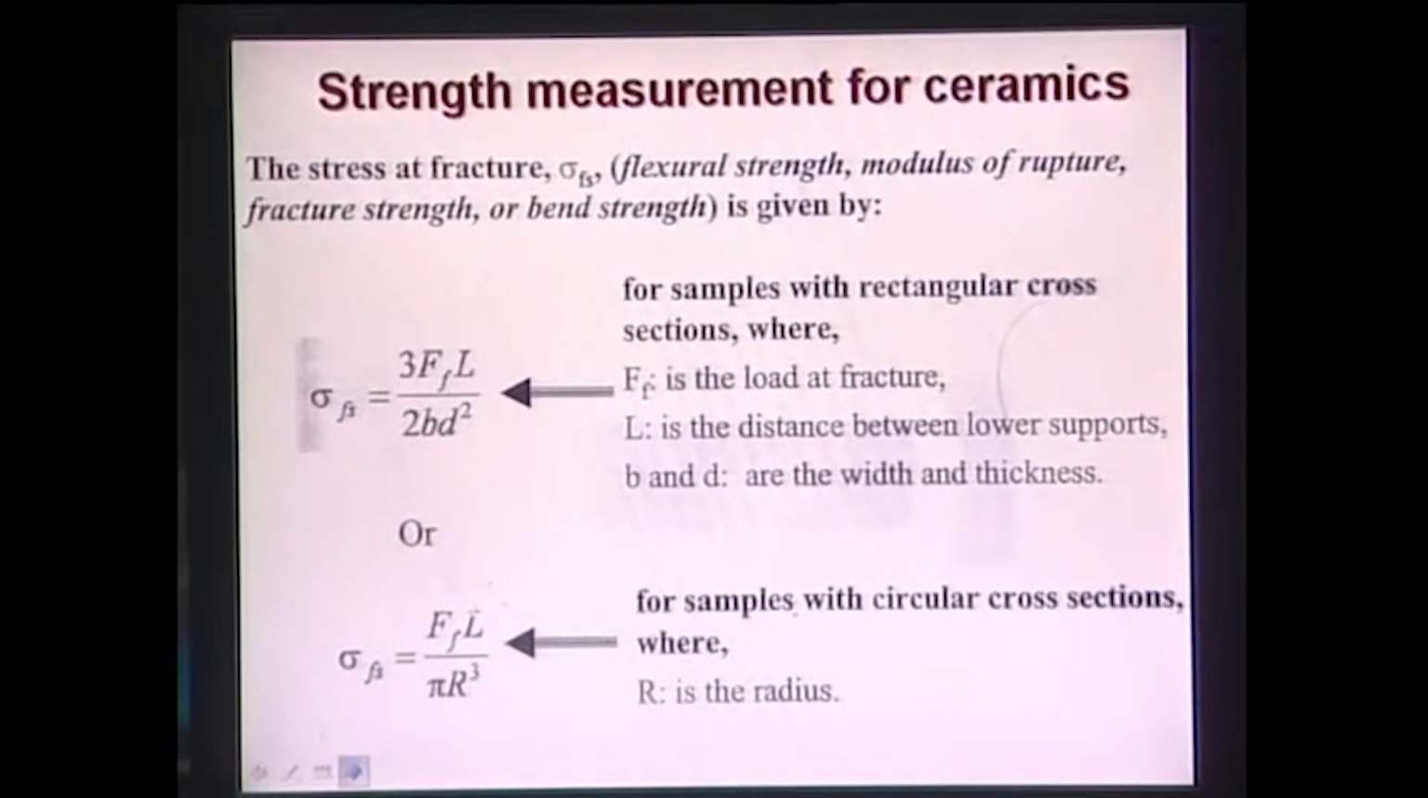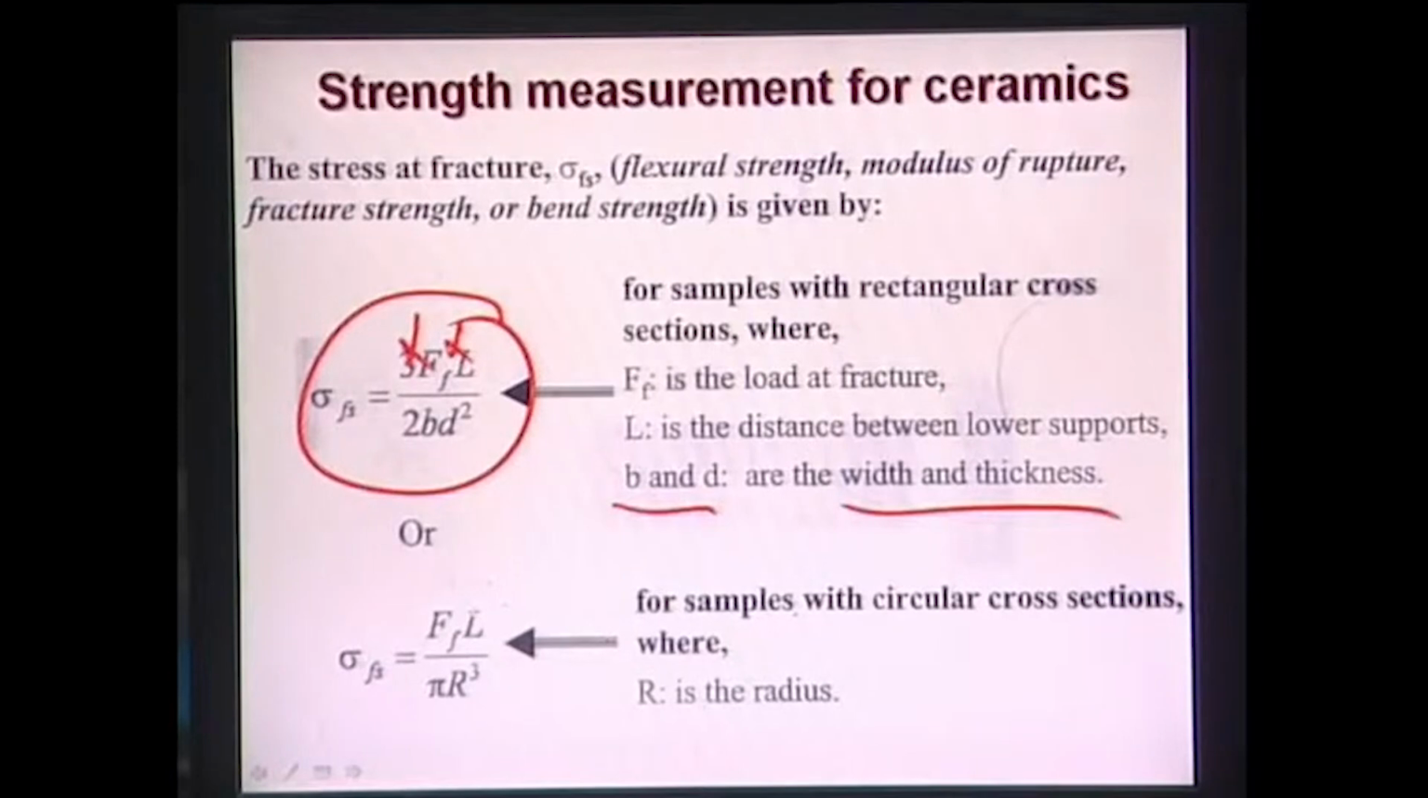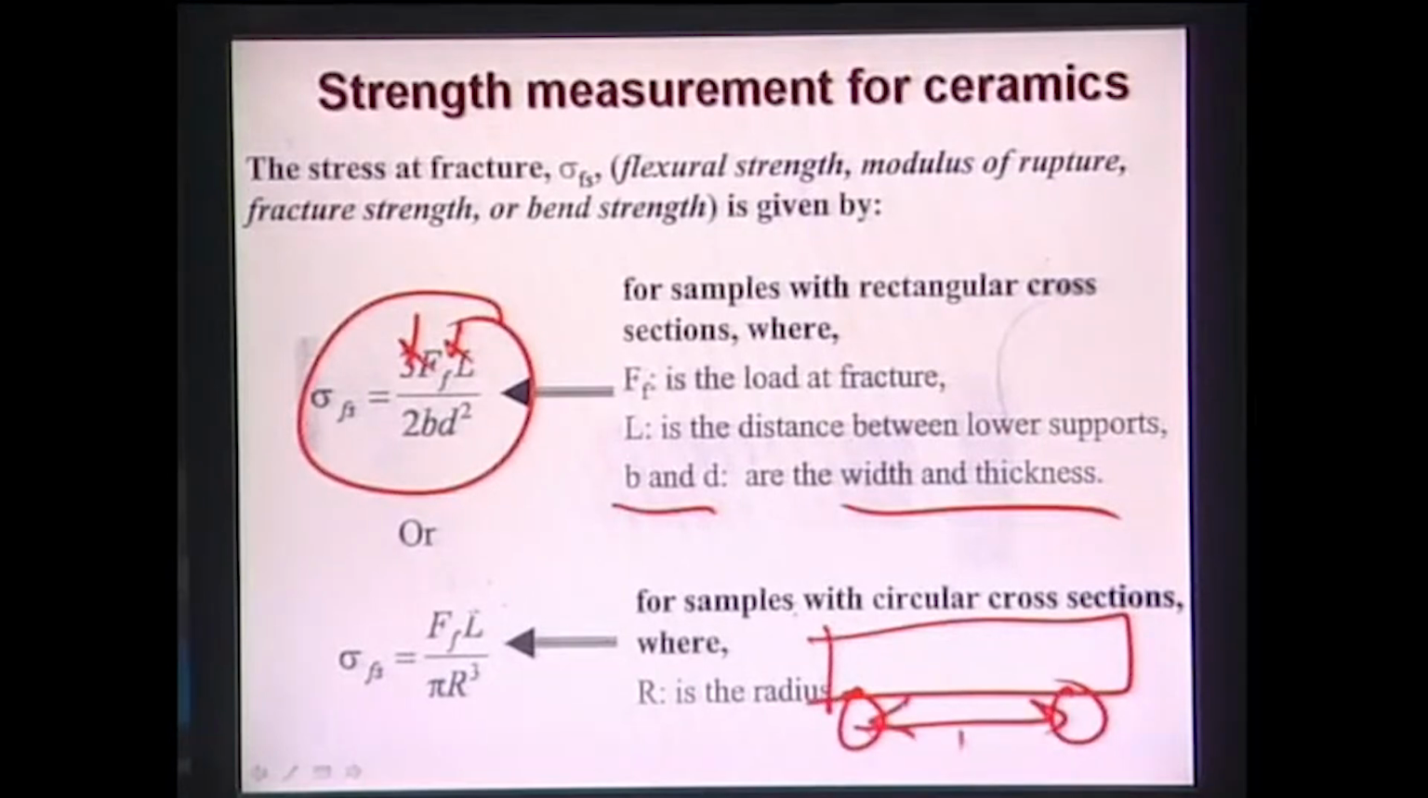The 3-point flexural strength is measured by 3 times the force multiplied by the span length, divided by 2 B D squared, where B and D are the width and thickness directions. The distance between the two support rolls is called the span length, L. You put a top roll and apply a force P. This length is L by 2 and this length is also L by 2.